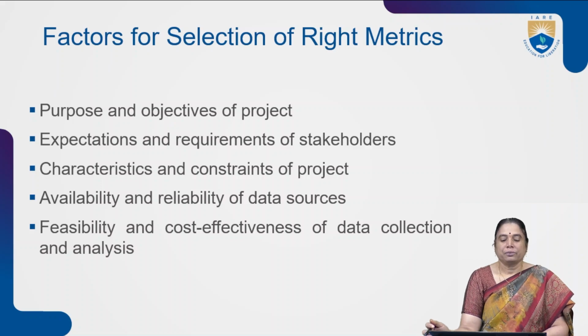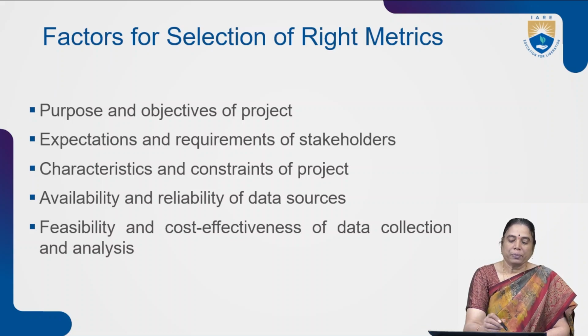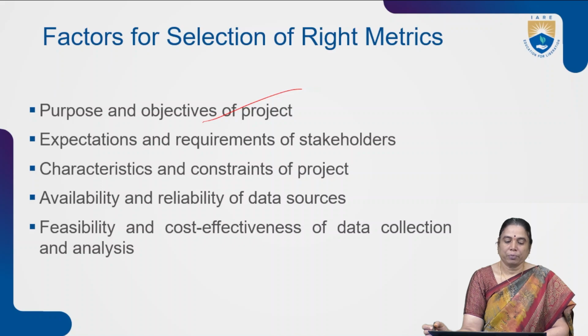Factors that help to select the right product metrics are the purpose and objective. Depending upon the purpose and objective of the project, the expectations and requirements of the stakeholders, the characteristics and constraints of the project, the availability and reliability of data sources, and the feasibility and cost effectiveness of data collection and analysis.